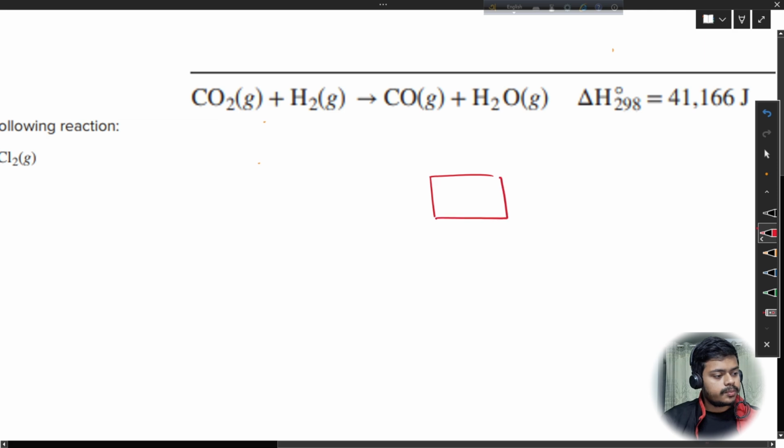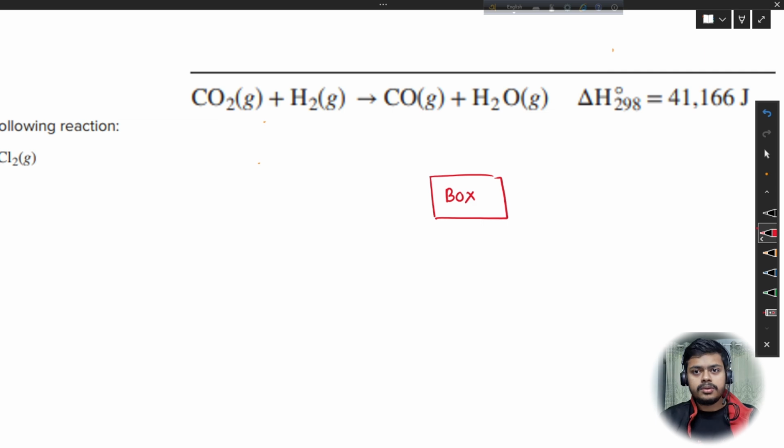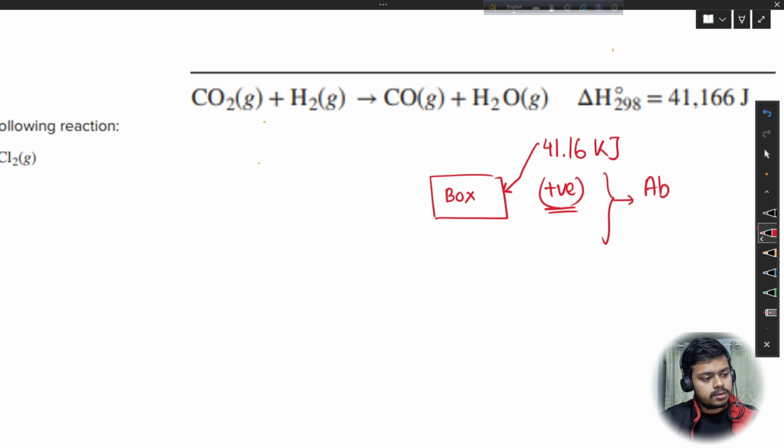Basically, if this was a box in which the chemical reaction was taking place, not necessarily a 100% conversion, it might be a 70% conversion or a 50% conversion, that doesn't matter. After the completion of the chemical reaction, when moles of the reactants form moles of the products, the amount of heat absorbed from the environment is going to be 41.16 kilojoules. This is an important thing. With the positive term, I have associated the absorption from the environment.